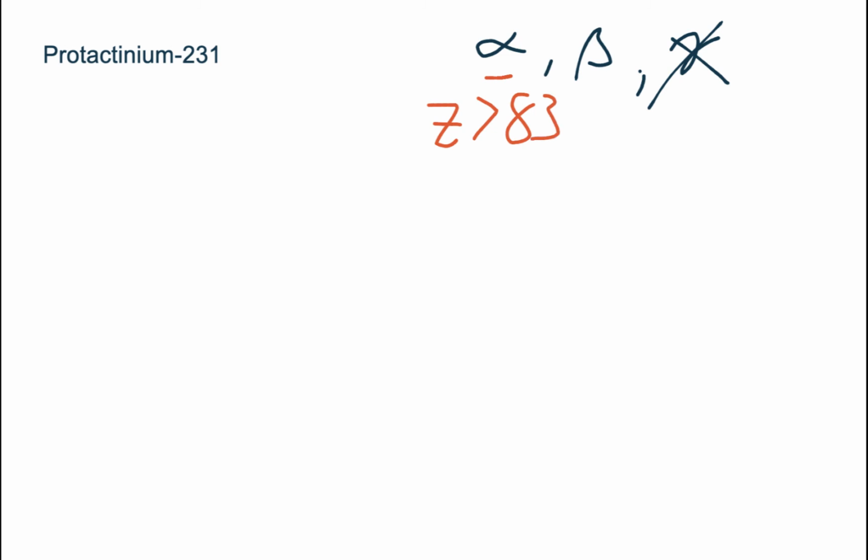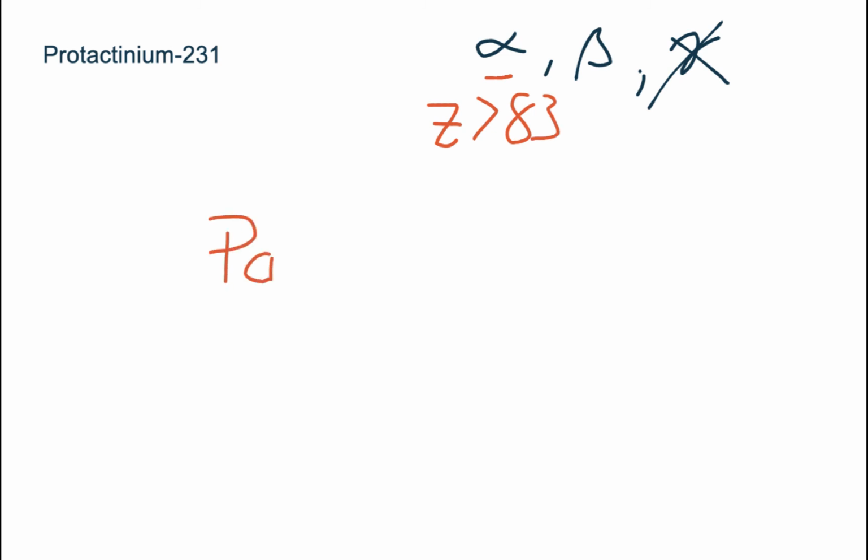Let's look at another example. In this case, we have protactinium-231. So remember, we could see alpha decay, we could see beta decay, we could see gamma emission. The first thing we do is to see if it has a little m. No, there's no m, so it's not going to be a gamma emission. Next, we look at the alpha. Alpha means that the atomic number is greater than 83.